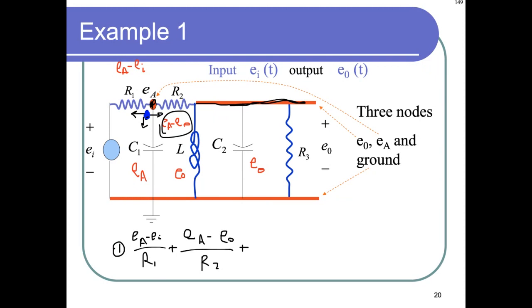Yes, Abdul Wahab. C times EA. C times EA, like this. Is this the current? Or the derivative of EA. C EA dot. Okay. Yes, Mazen. If I'm not mistaken, it is the integration.